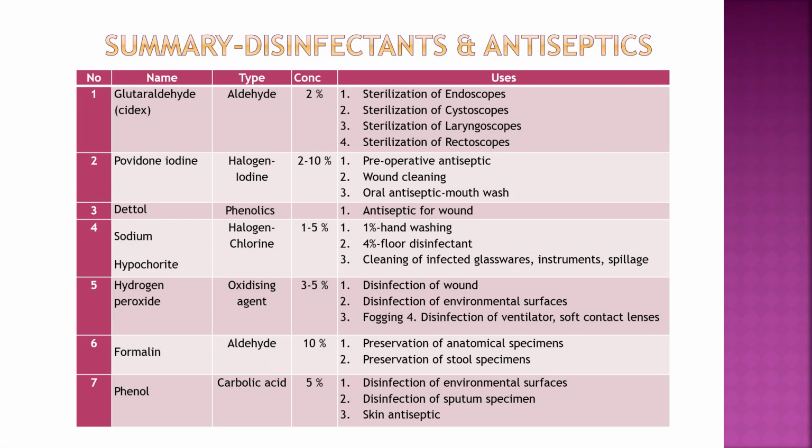So this chart gives the summary of all the disinfectants. Glutaraldehyde, cidex, aldehyde type, 2%, mostly for the sterilization of all the scopes. Povidone iodine, halogen group, 2 to 10%. It is used mostly as an antiseptic, wound cleaning and mouthwash. Dettol, phenolics group, mostly antiseptic for the wound. Hypochlorite, so it is 1 to 5%, mostly 1% hand washing, 4% disinfectant. Hydrogen peroxide, oxidizing agent, 3 to 5%, disinfection of the wound and environmental surfaces, mainly used for the fogging.